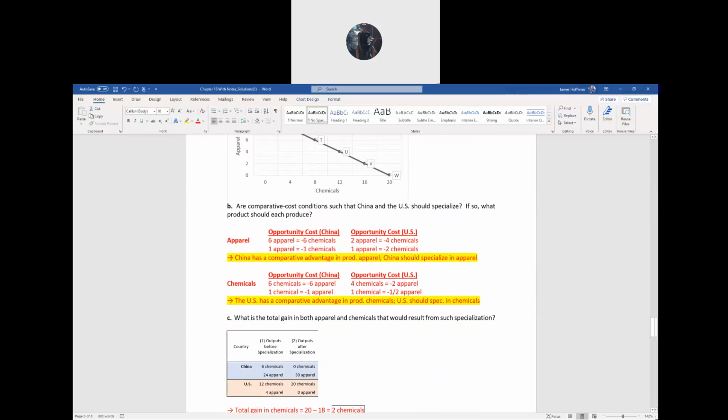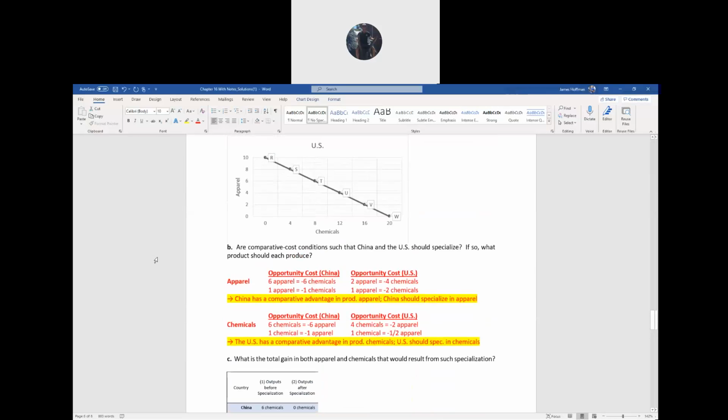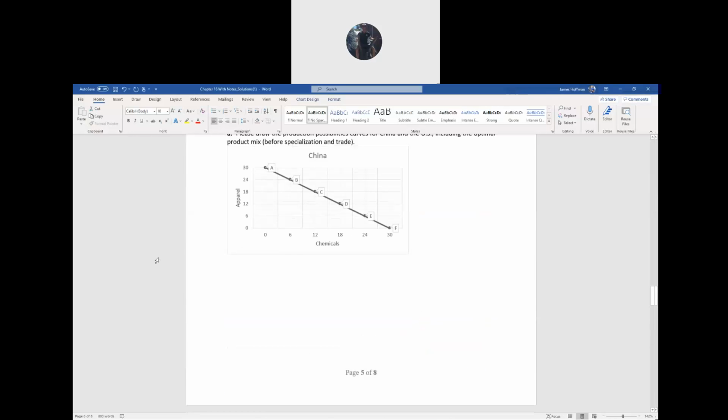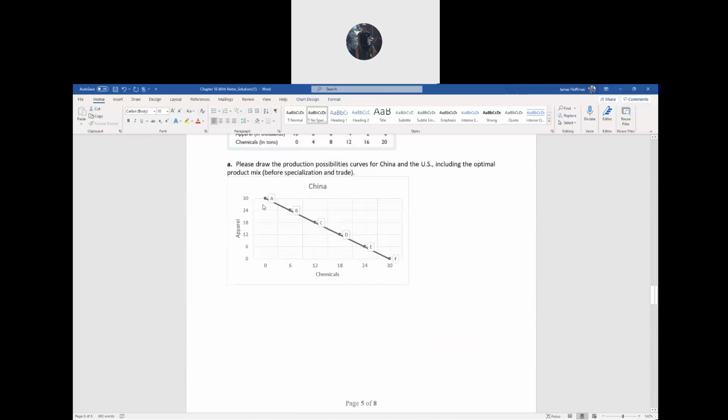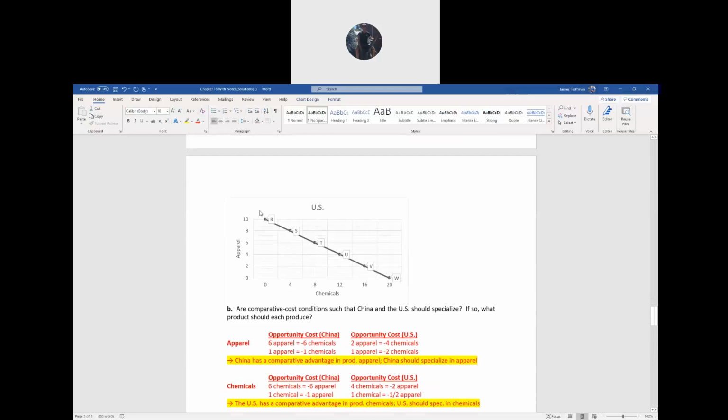Okay, China is going to specialize in apparel. And what does that mean in terms of the graph? That means they're going to start with point A, right? They're going to produce 30 apparel, no chemicals. So this point A is where China is starting after specialization. All right, so let's start with that, 30 apparel and 0 chemicals.